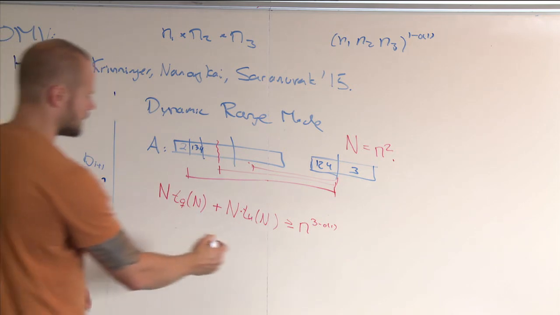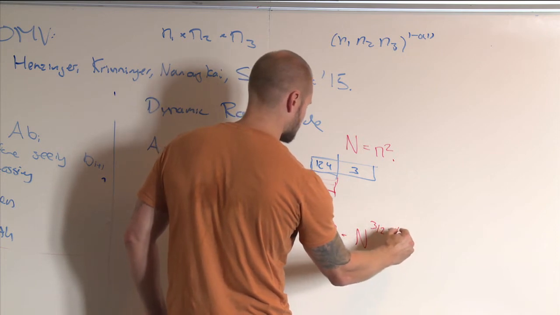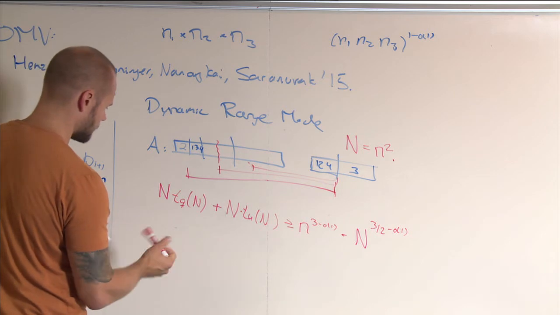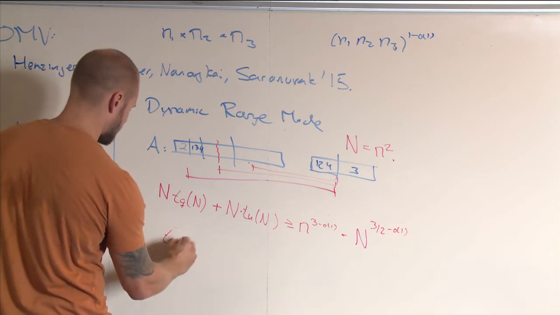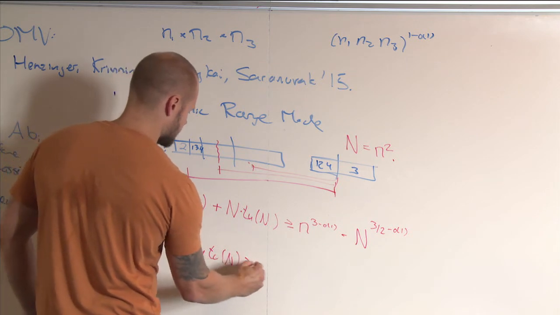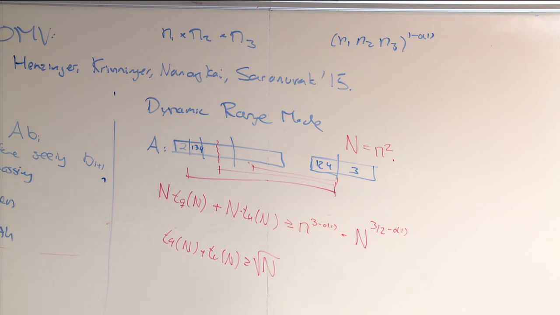Right, and this is capital N to the 3/2 of 1. So I guess the query time plus the update time has to be at least square root of the array size, right? So one of the two has to be at least square root. Okay, so this is one reduction from this problem.